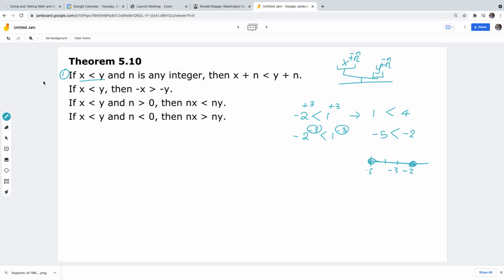So it works. How about for number 2? Here, x is less than y. Then what happens when you multiply by negative numbers? So let's give an example. I can give you some examples with positive numbers only first. 2 is less than 3. Then if I multiply by negative on both sides, I have negative 2 and negative 3. Which one's greater? Which one's on the right hand side? Negative 2 is. So you are changing the sign, right?